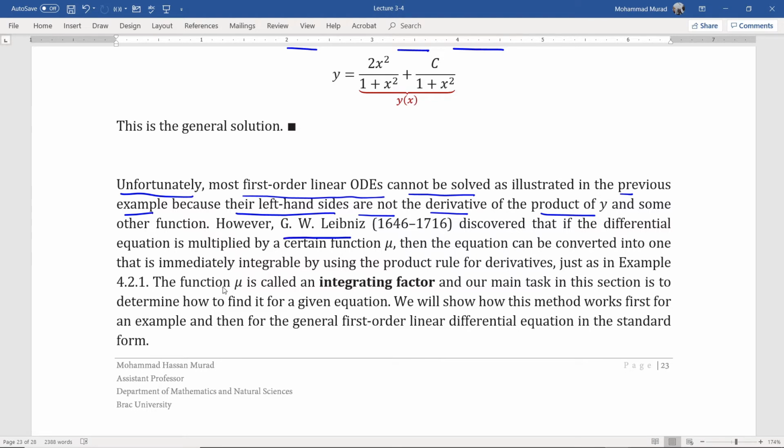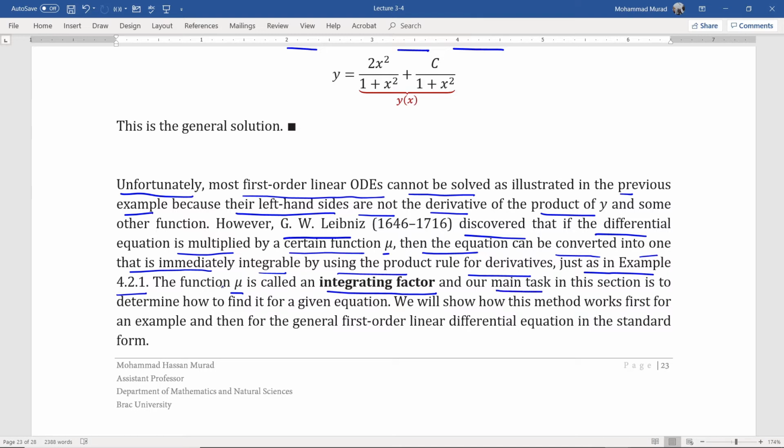However, Gottfried Wilhelm von Leibniz, the German mathematician who independently co-discovered calculus, discovered that if the differential equation is multiplied by a certain function mu, then the equation can be converted into one that is immediately integrable by using the product rule for derivatives, just as in example 4.2.1. The function mu is called an integrating factor.